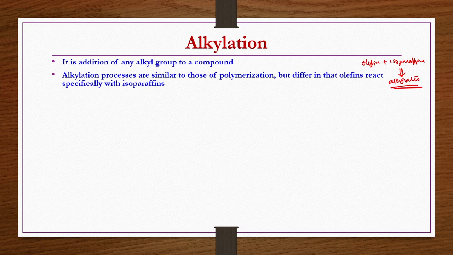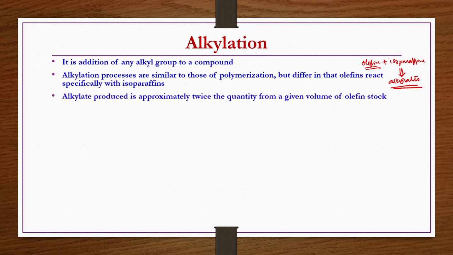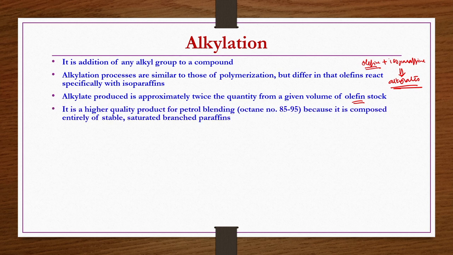Alkylates is the generic name of the products, like reformer products are reformates. Here also, alkylation process products have the generic name of alkylates. So olefins react with isoparaffins to give alkylates as a product, whereas in polymerization, the olefins undergo polymerization to form dimers and trimers. Okay. The alkylate produced is approximately twice the quantity from a given volume of olefin stock. Let us say if you have 100 tons of olefin and you are doing the alkylation process, then approximately 200 tons of alkylates you may be getting, or even more.